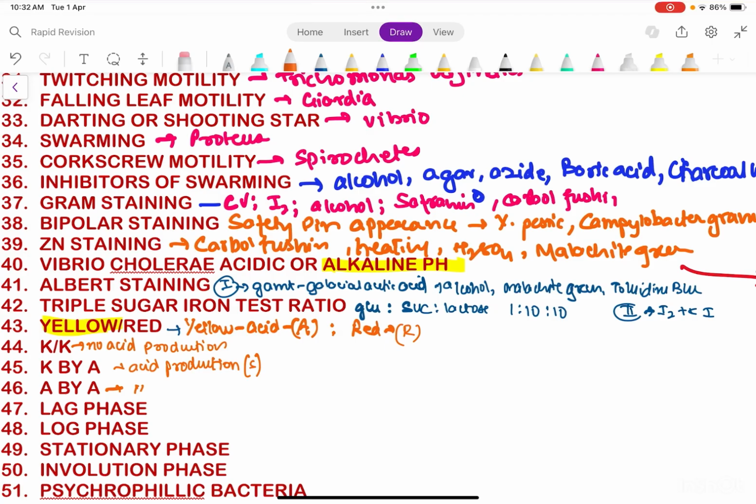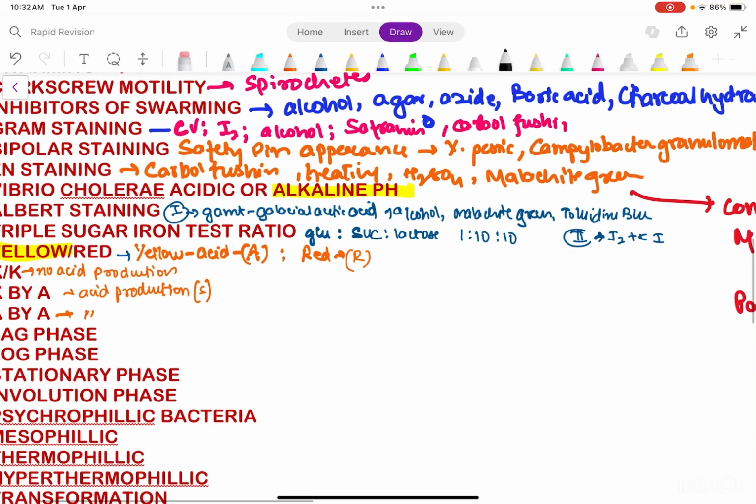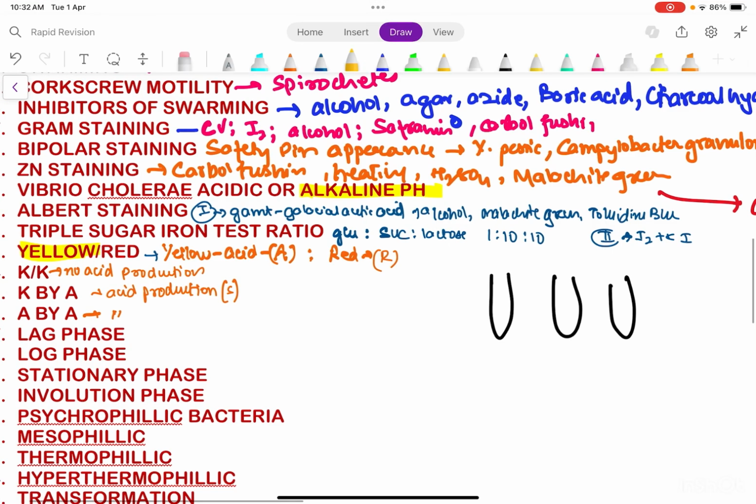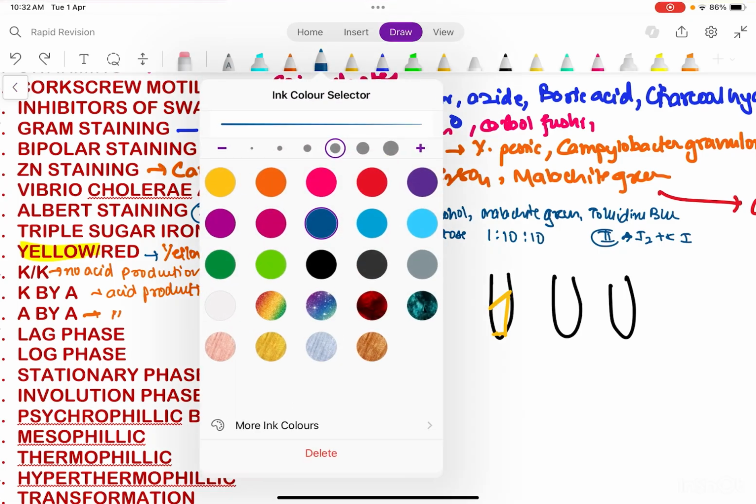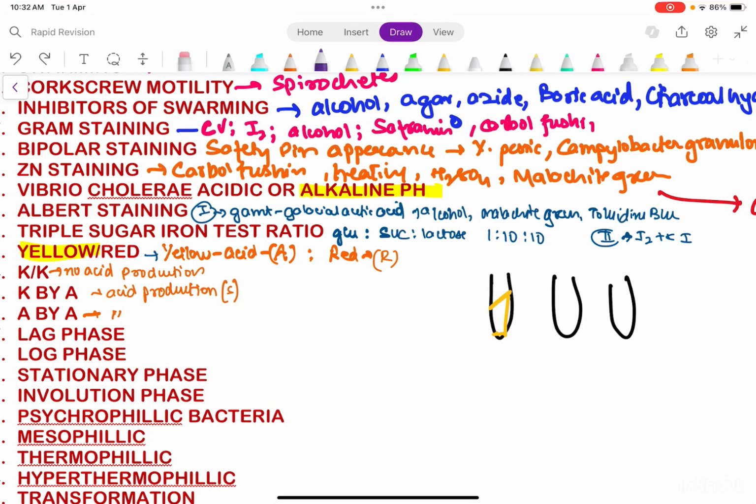So in this there's something like slant and base, so you have to know that. I'll just explain it in brief. You will have 3 test tubes, and this is the slant and this is our base. So there can be either full red, or red and yellow, and some can be fully yellow. If it is fully red, it means that no acid production is occurring, so that means it is a non-fermenter. So you have to know the examples. It can be Pseudomonas and Acinetobacter.